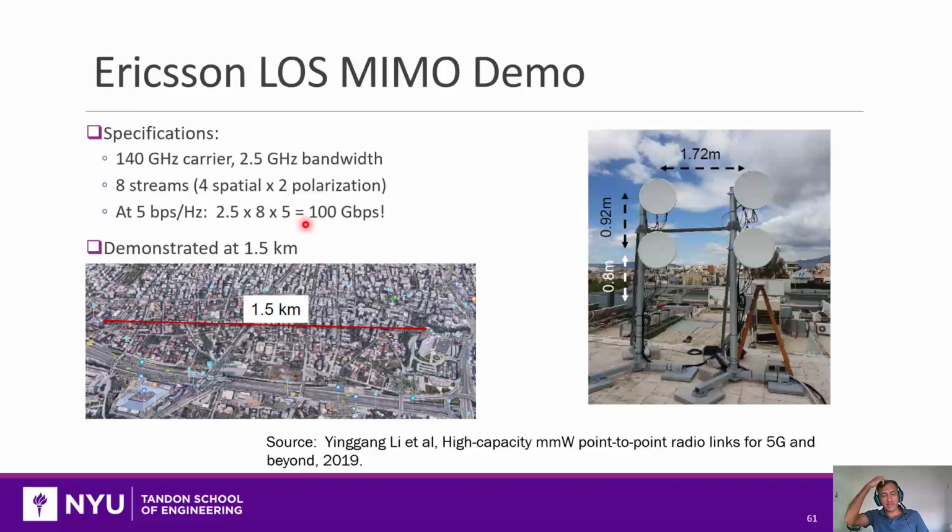But here's the amazing thing. They deployed this. This is a section of Athens, and this is a 1.5 kilometer link. So it's a very far distance away, and they could demonstrate this 100 gigabit link over that distance. That is a very promising application of this high rate line of sight MIMO, and that maybe could be applied in other scenarios as well.